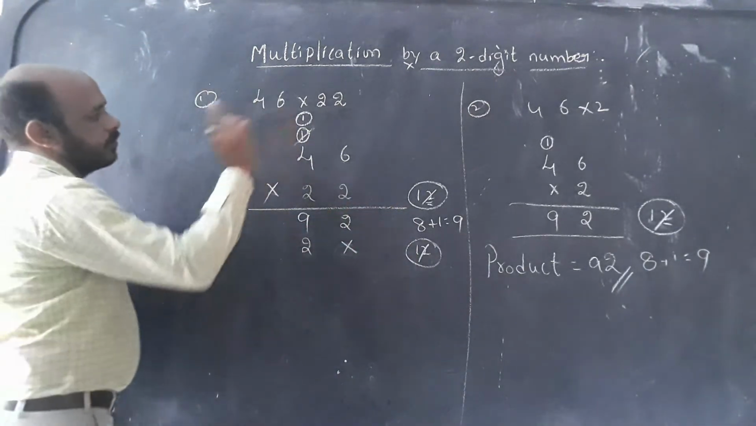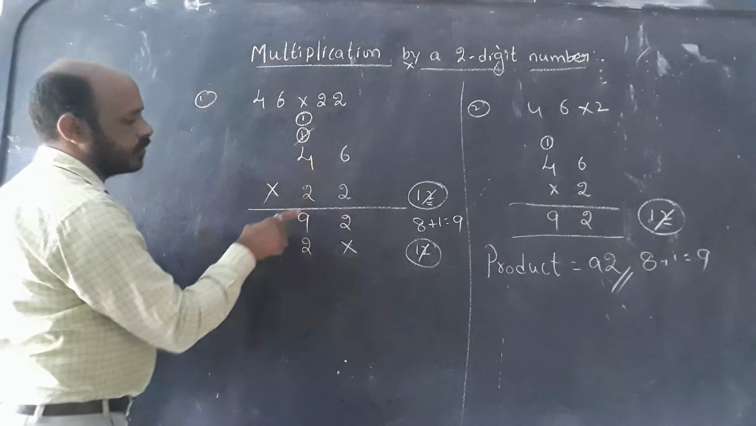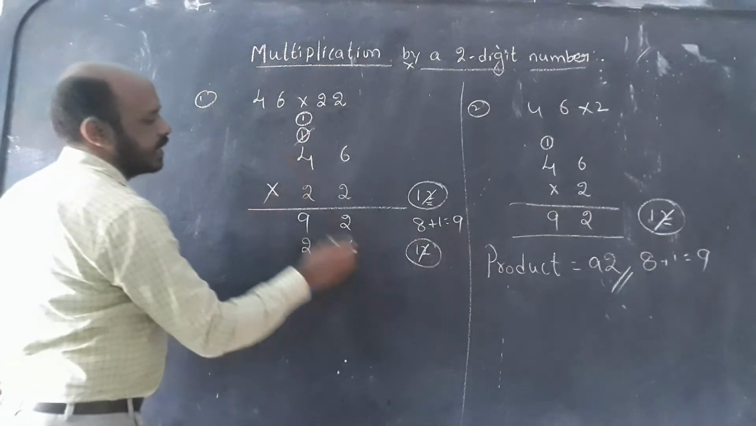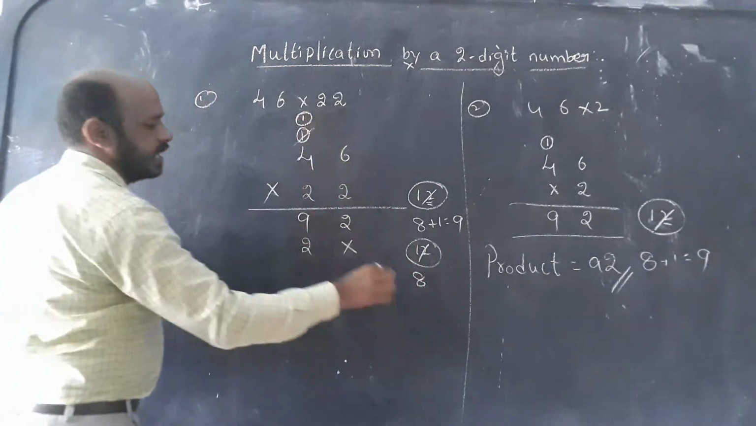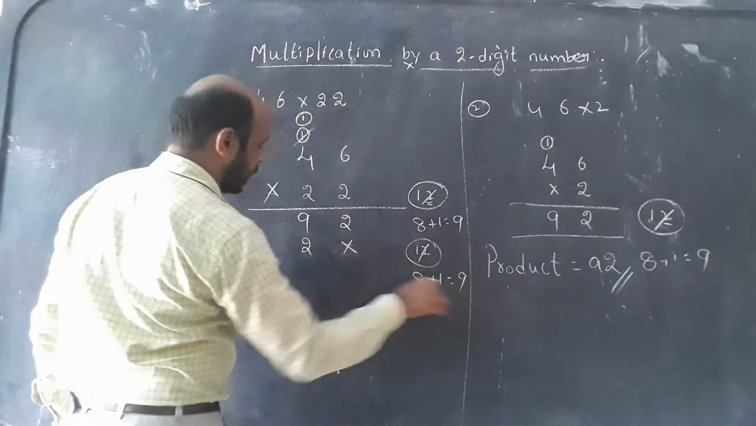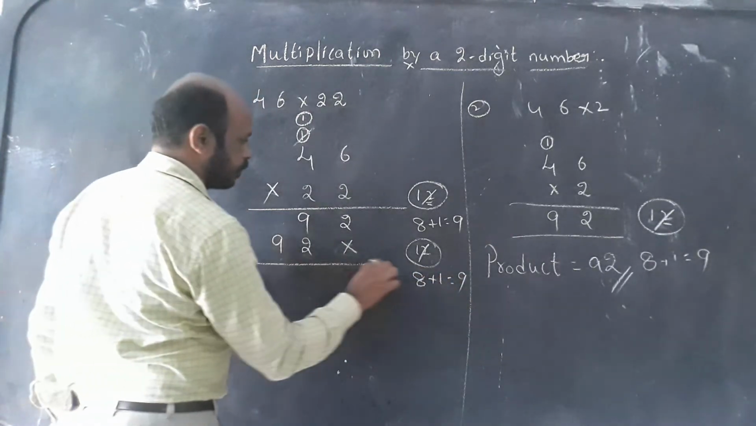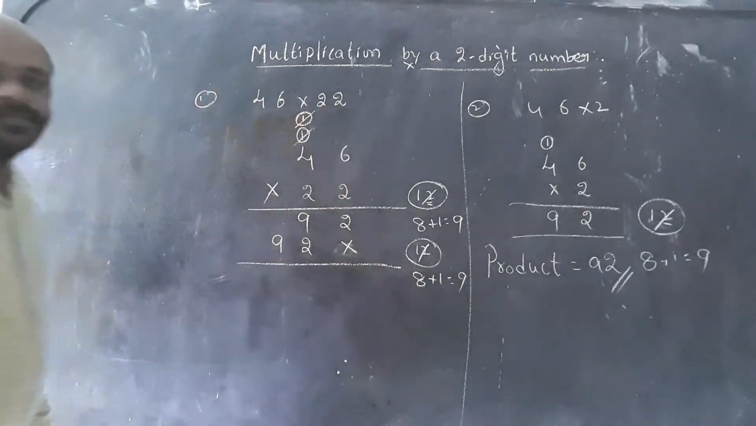Then it will be again. See, 2 to 1's place over, then 2 to 10's place. 2 4's are 8. Again this carry is there. Then 10's place carry should be 9. Here we can add it. Then just cut it. Okay.